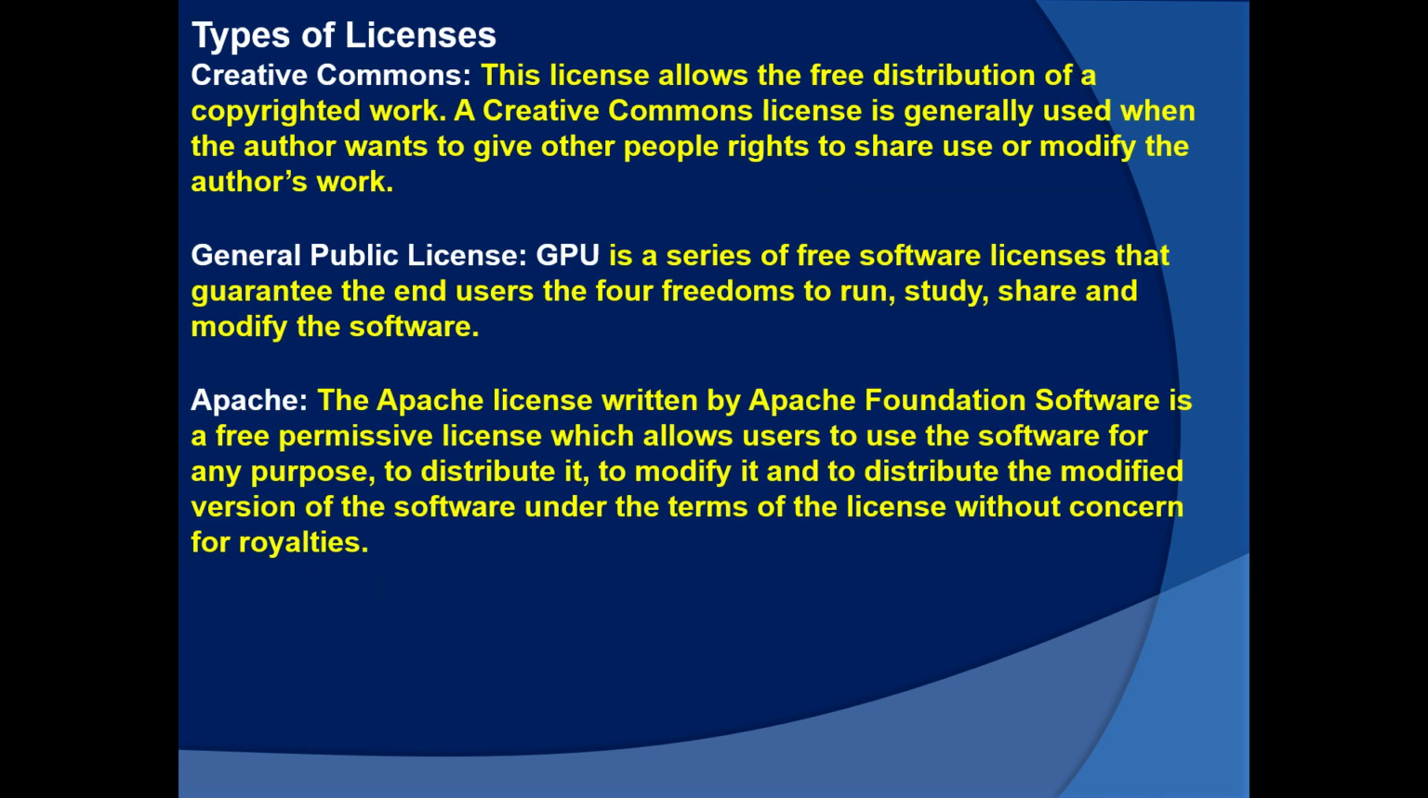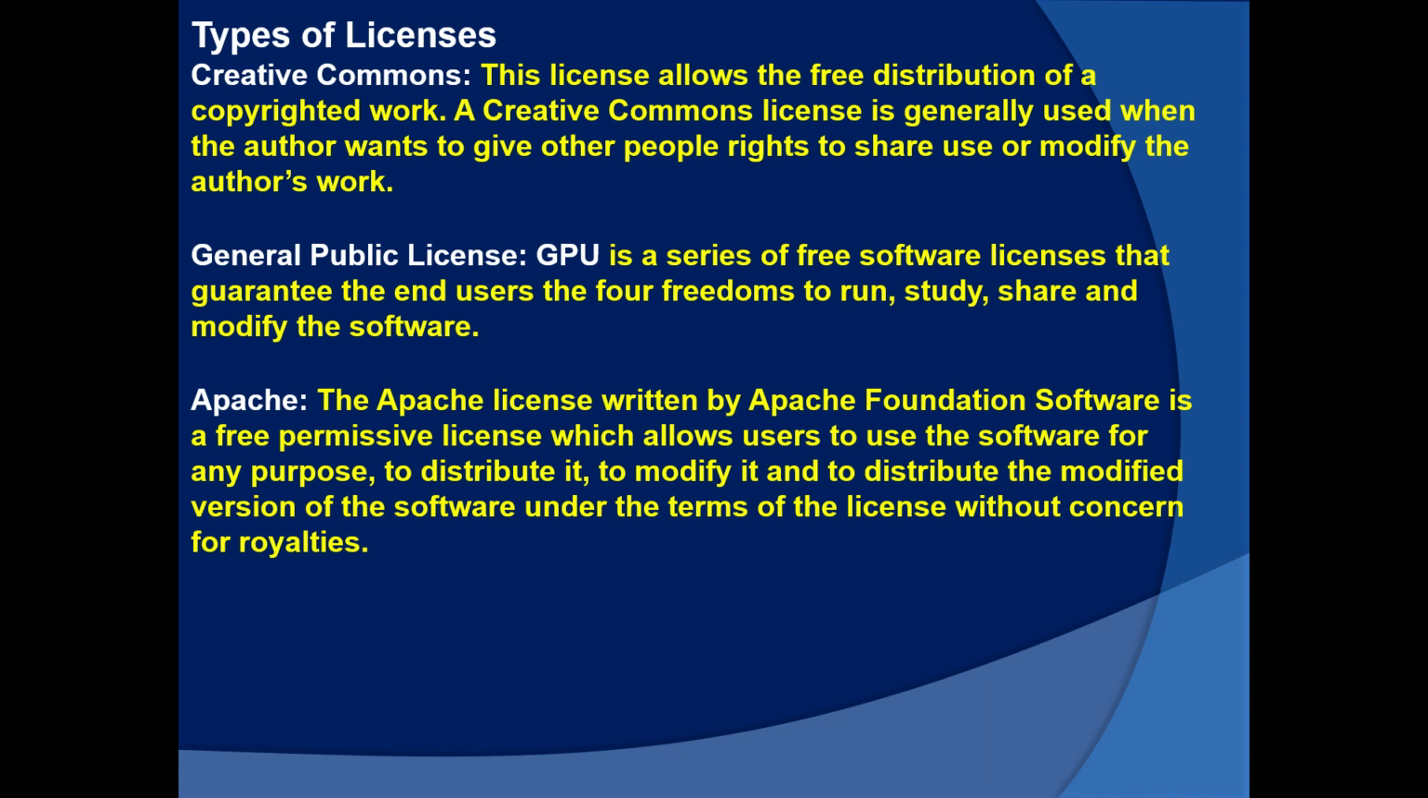Types of licenses: Creative Commons. This license allows the free distribution of a copyrighted work. A Creative Commons license is generally used when the author wants to give other people rights to share, use or modify the author's work. That is when Creative Commons is used.